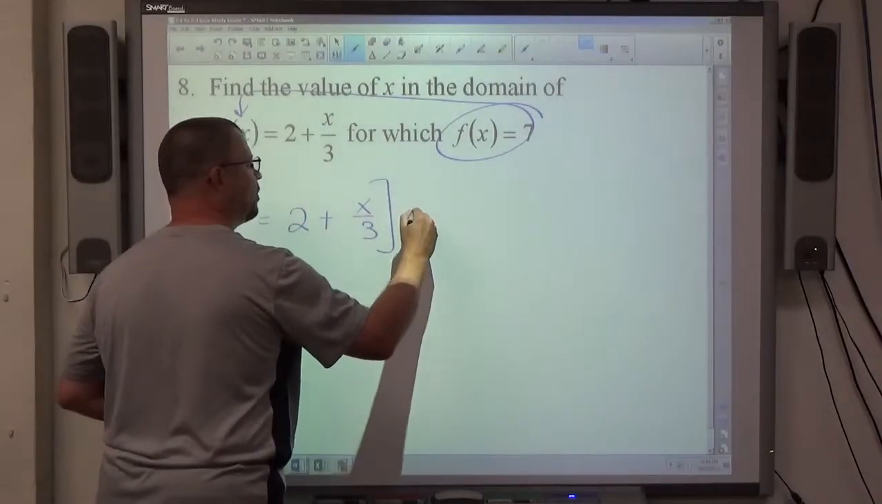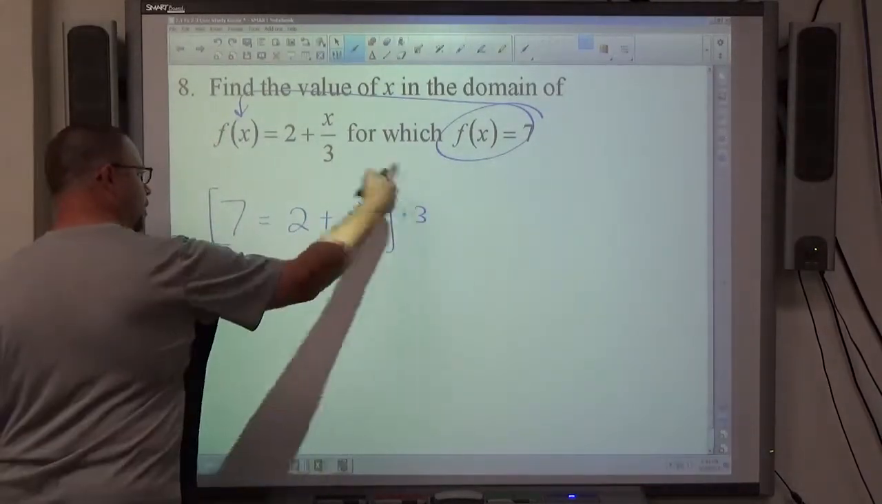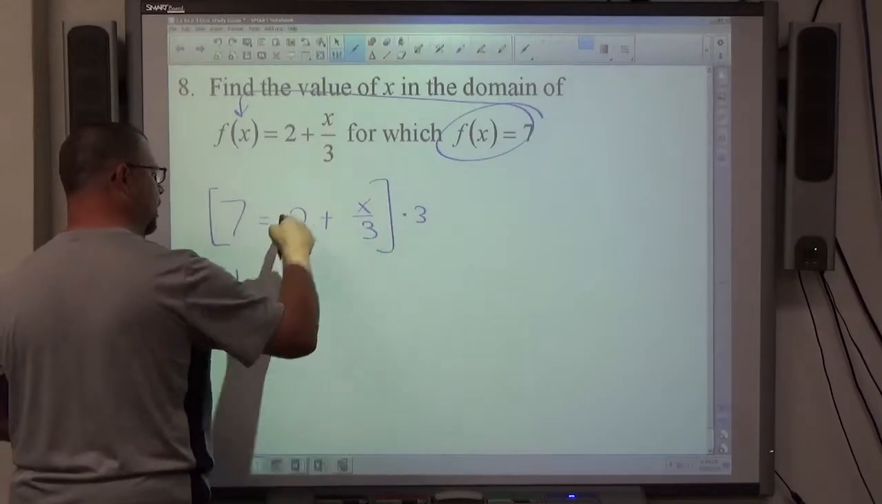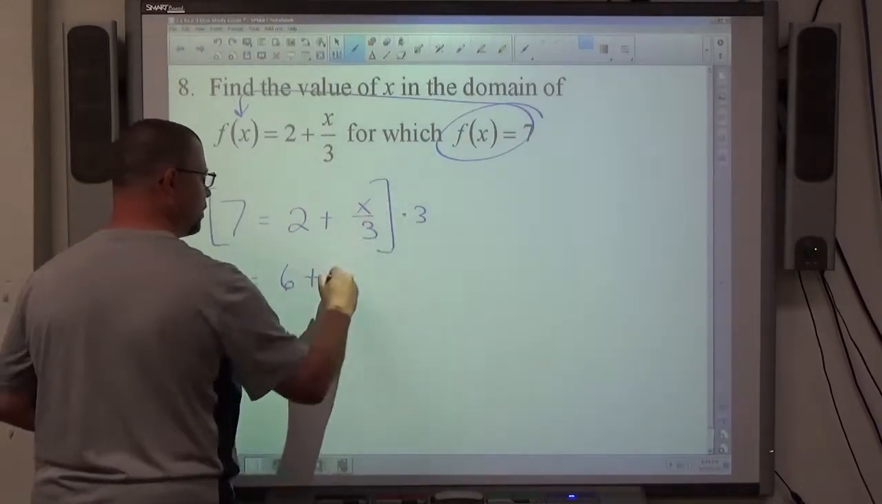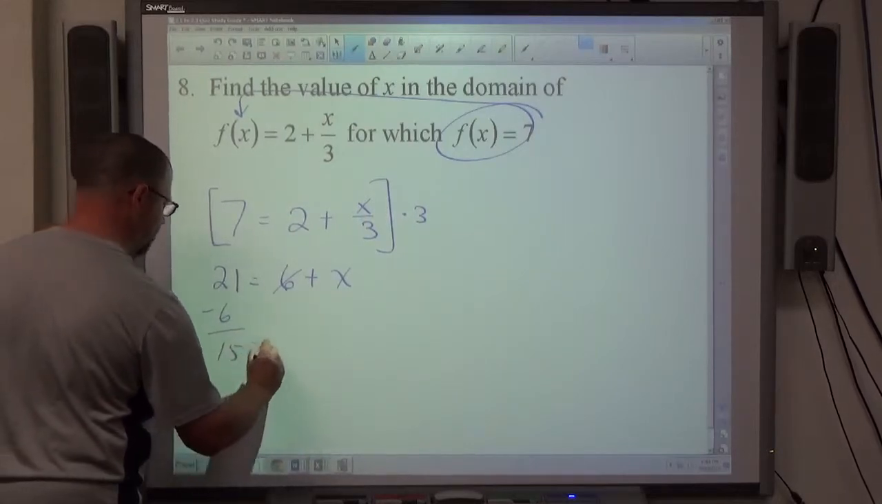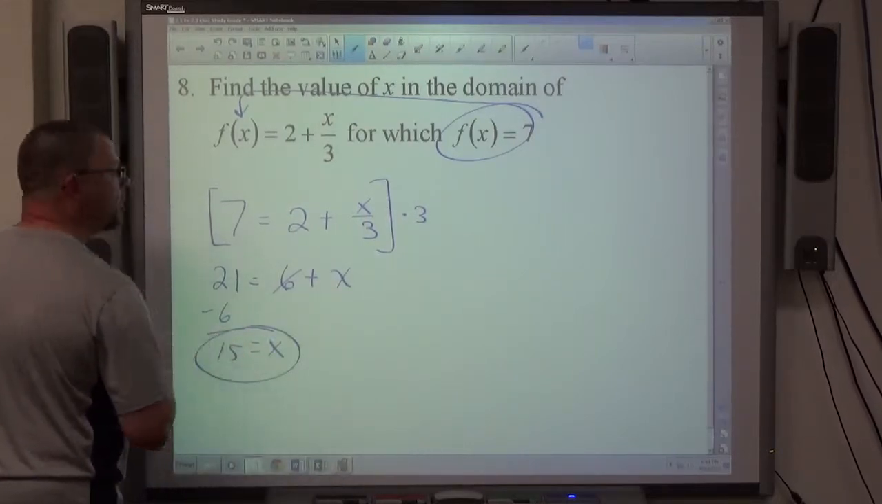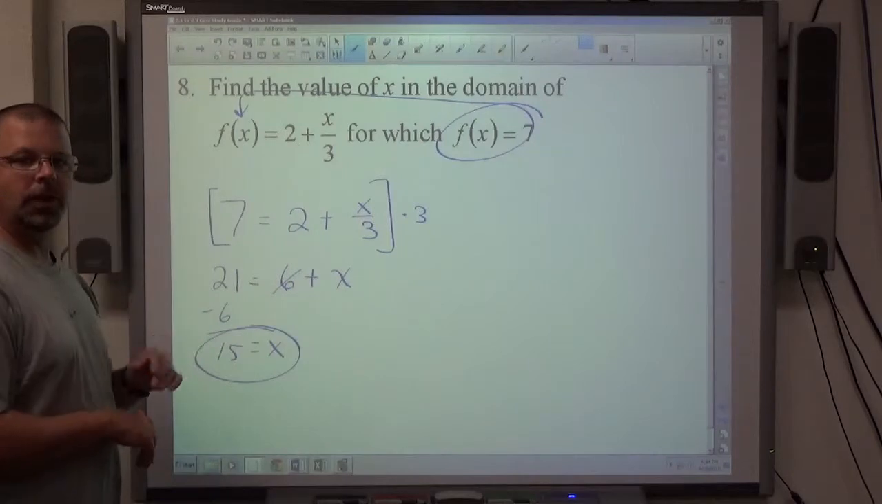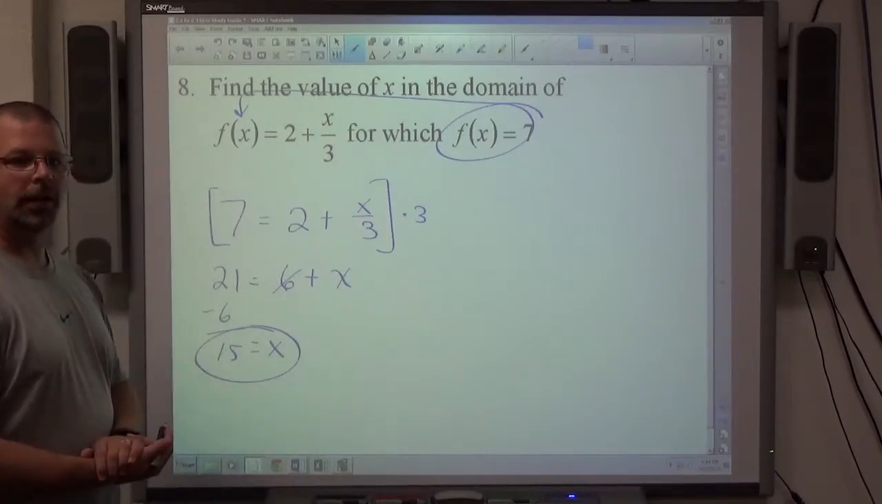Most of us don't like fractions very much, so multiply by 3 to get rid of it. 3 times 7, 21. 3 times 2, 6. 3 times x over 3, x. The domain of this is all real numbers. 15 is a real number, so that tells me it's the right answer.